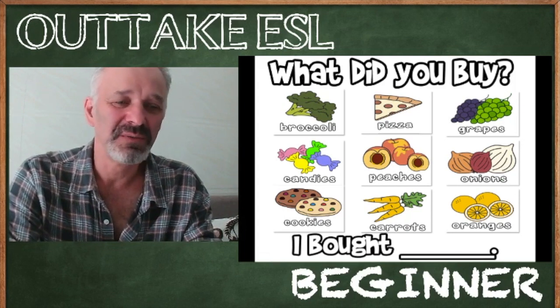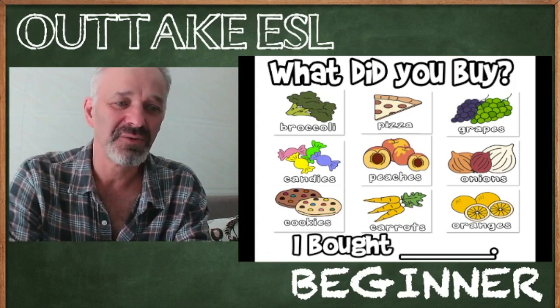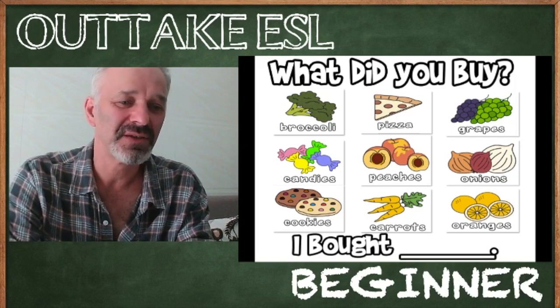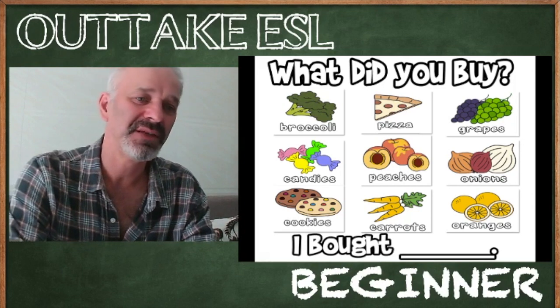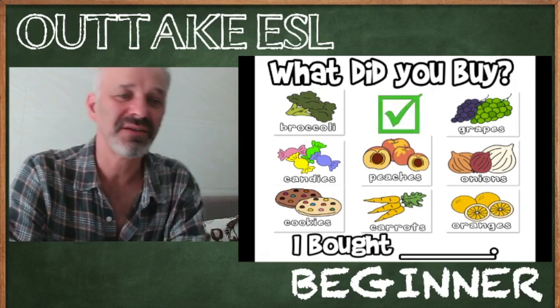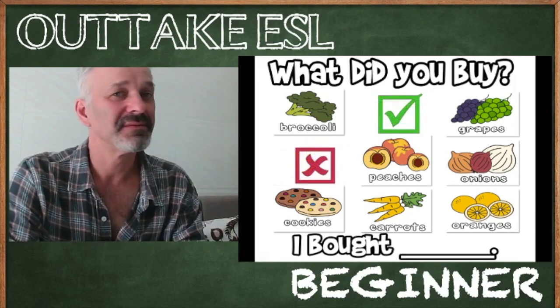So I go around, what did you buy? I got broccoli, I got pizza, grapes, candies, peaches, onions, cookies, carrots, and oranges. What did you buy? I bought pizza. All right, paper, scissors, stone. I bought candy.